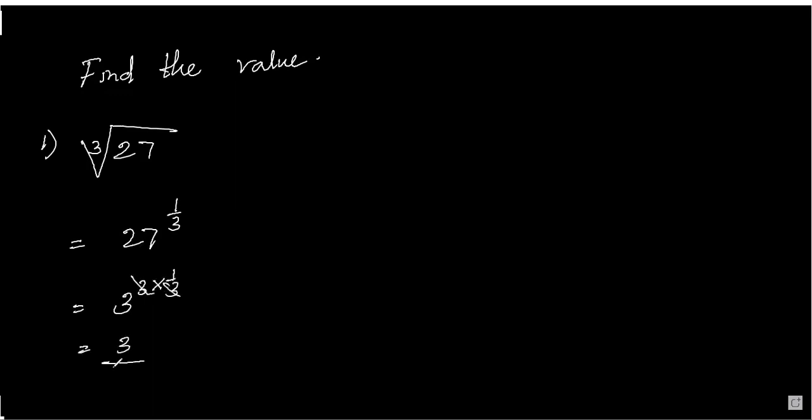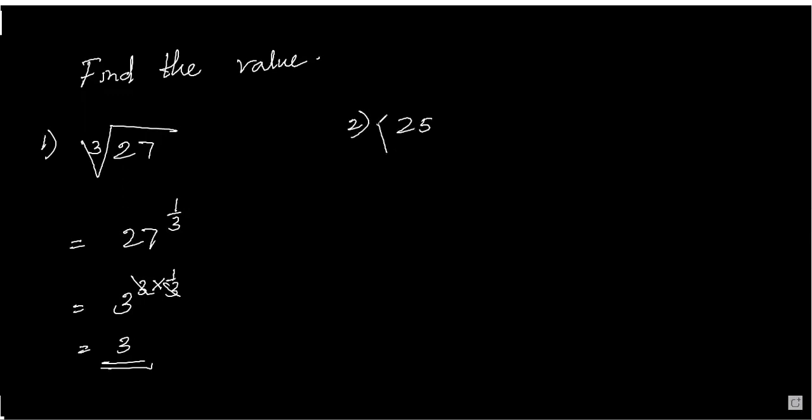First question: the cubic root of 27. You have to find the value for this. Then how can we write this one? 27 to the power 1/3. First remove this and write. In the next stage, you can write this one as a power of 3. Then 27 we can write as 3 to the power 3 into 1/3. Okay, now simplify. Answer is 3 here.